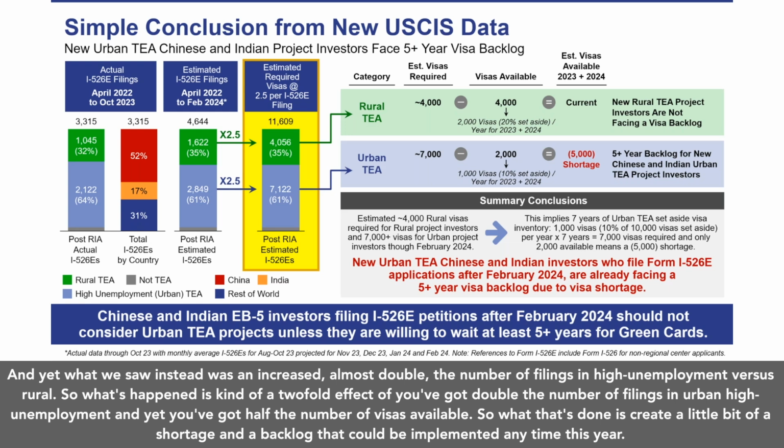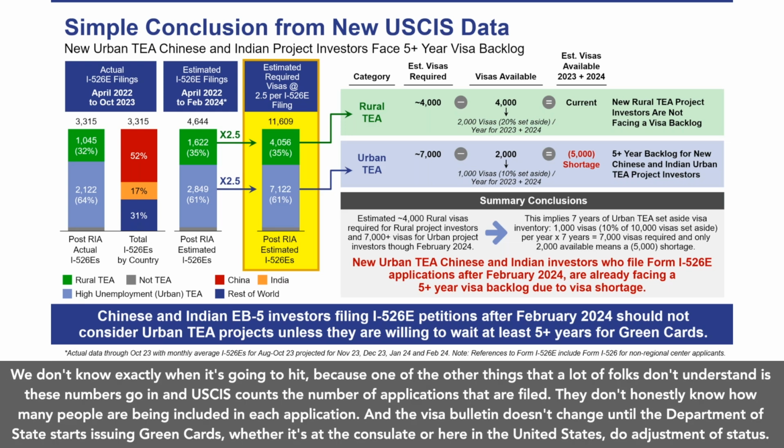So what's happened is a twofold effect: you've got double the number of filings in urban high unemployment, and yet you've got half the number of visas available. So what that's done is create a bit of a shortage and a backlog that could be implemented anytime this year, right? We don't know exactly when it's going to hit, because one of the other things that a lot of folks don't understand is these numbers go in and USCIS counts the number of applications that are filed. They don't honestly know how many people are being included in each application. And the visa bulletin doesn't change until the Department of State starts issuing green cards, whether it's at the consulate or here in the United States through adjustment of status.